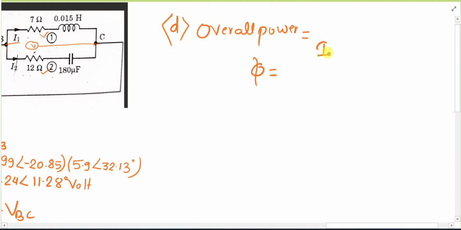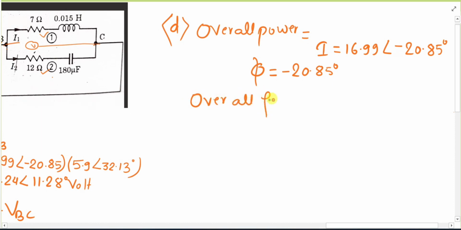Now in order to remind you, our total current I was 16.99 angle minus 20.85, and our voltage was at 0 degree. That's why your phi will be minus 20.85 degree. So you can write the overall power factor, PF, as cos phi.